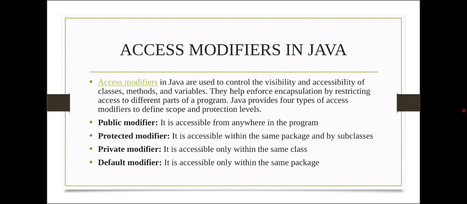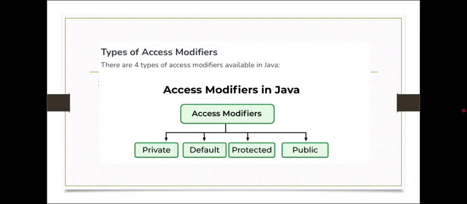The public modifier is accessible from anywhere in the program. The protected modifier means it is accessible within the same package and by the subclasses. The private modifier means it is accessible only within the same class. The default modifier is accessible only within the same package.